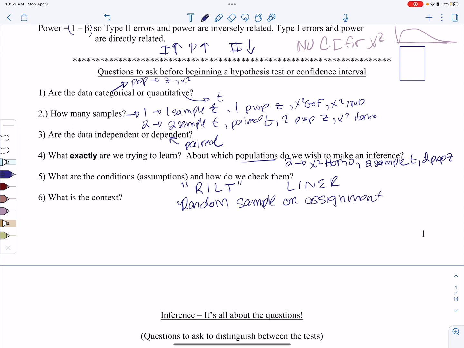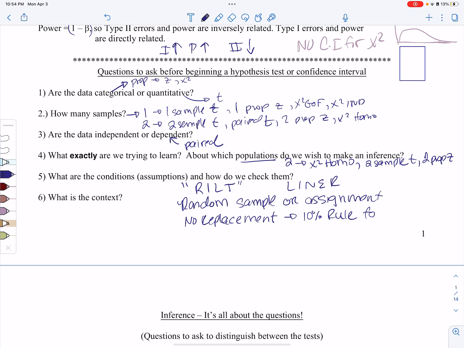Now, if it's a random sample and you have no replacement, like, you have 10 people and you are picking one of them for a prize and you take them out, and now you have 9 people left, and that would be no replacement, right? If you have no replacement, you have to implement the 10% rule.